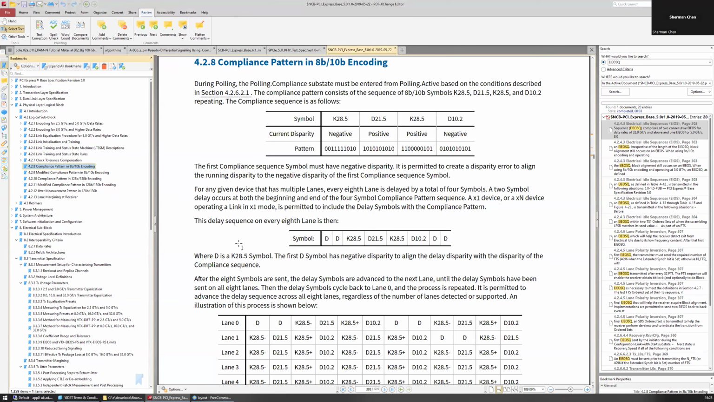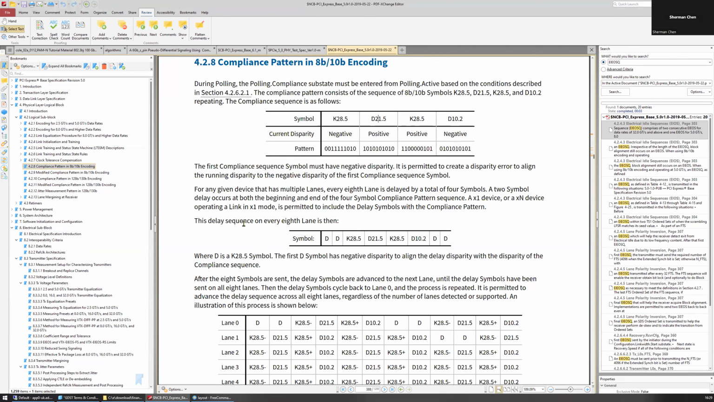This compliance pattern consists of two sequences. The first one is the compliance sequence, which includes two K28.5 symbols, one with negative disparity, the other one has a positive disparity. You can see here, their bits are exactly complementary. And two D symbols, the D21.5 and D10.2.